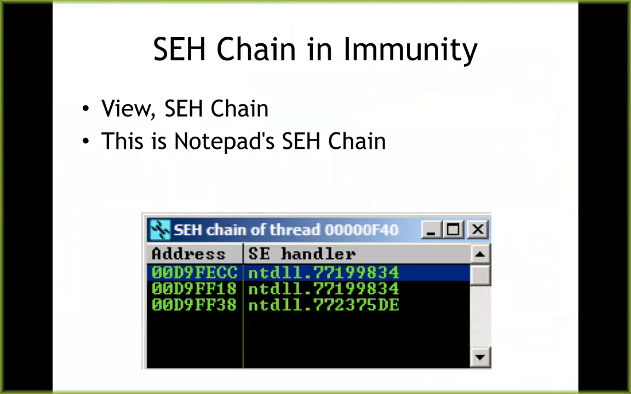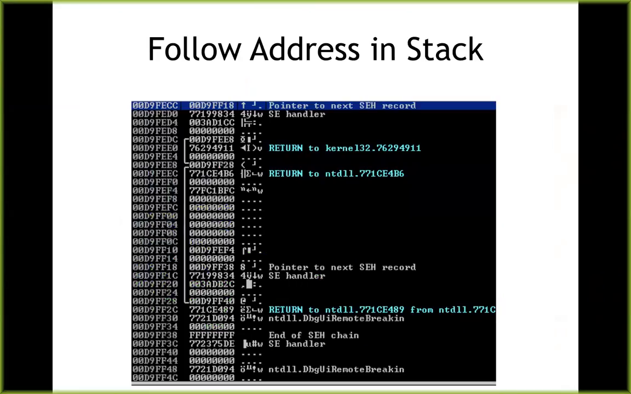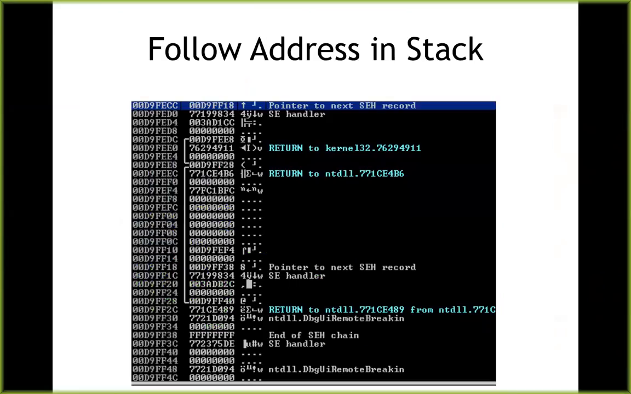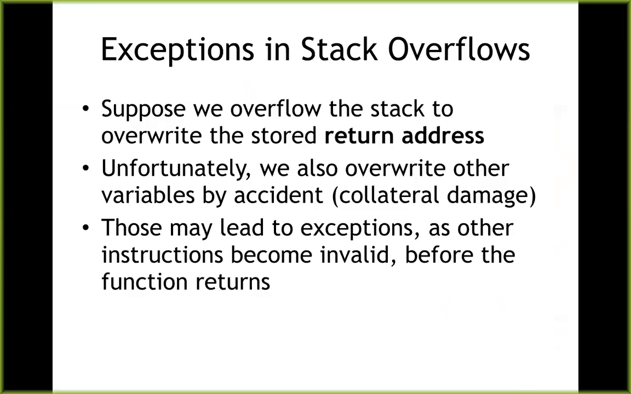All right, you can view it in Immunity. Just view the SEH chain. I opened Notepad in Immunity, and you just see a series of addresses here, all in NTDLL. These are the exception handlers for Notepad. If you cause a crash inside Notepad, it'll try these things in order. So you can follow that address in the stack, and you'll find the pointer to the next SEH record here. So it jumps through them.